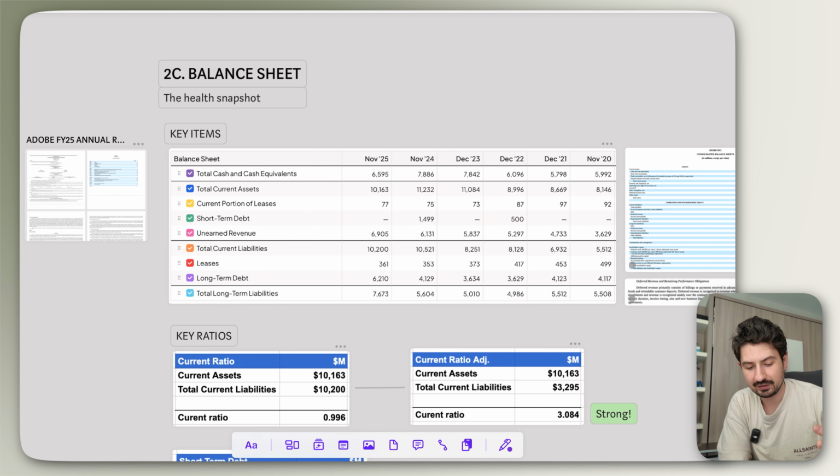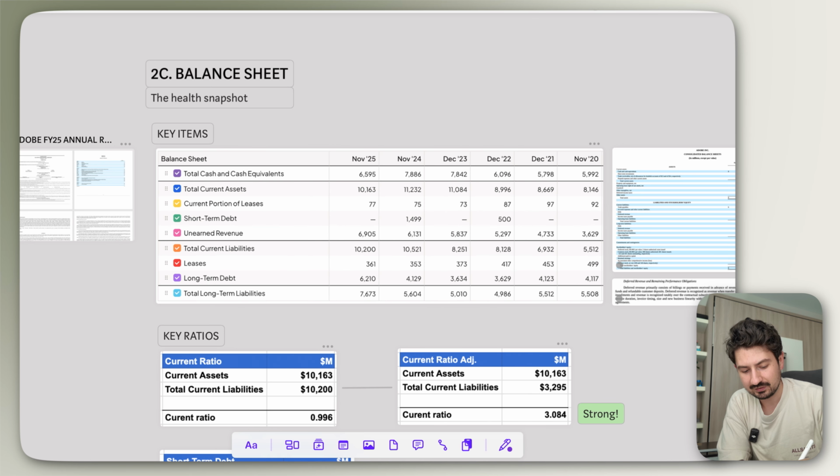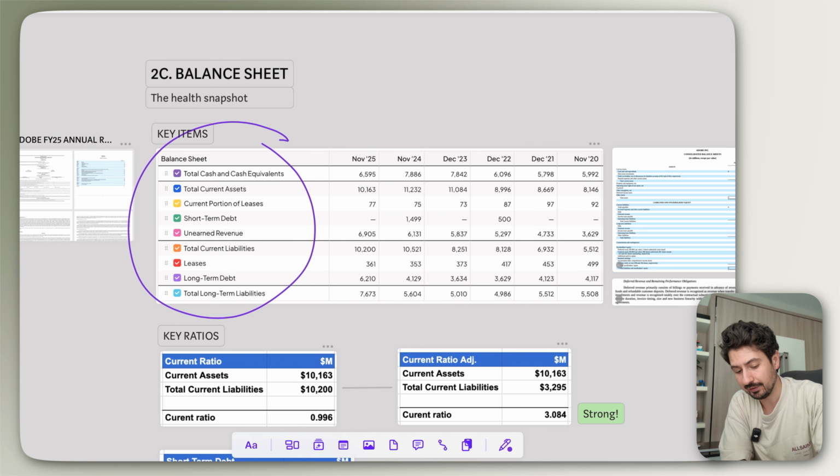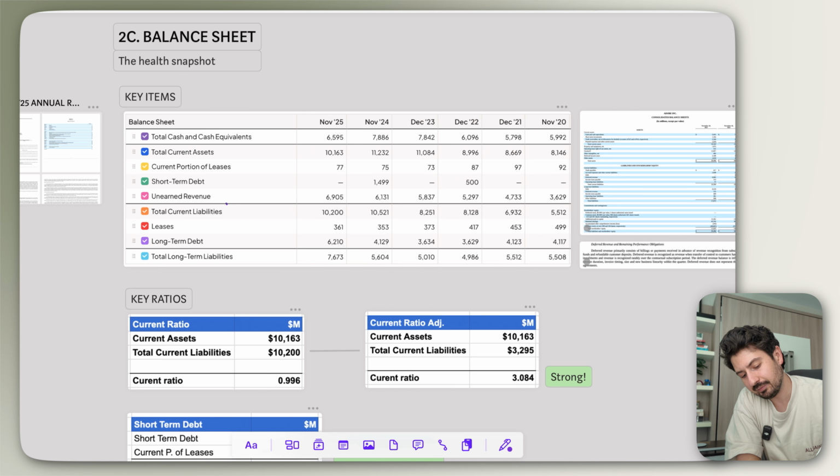That is what the balance sheet is. So lots of interesting things to unpack here. I've narrowed it down to some of the key items that I think are important to look at for Adobe, so you can pause it and take a look here. But the other thing I want to point out is in this current liabilities bucket, this has a whole bunch of things in it.